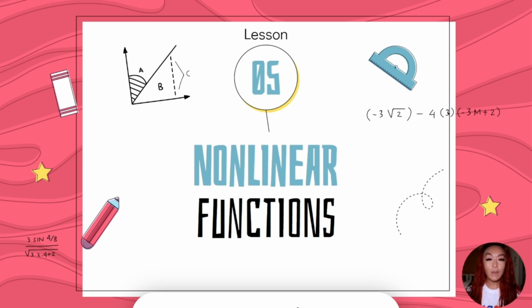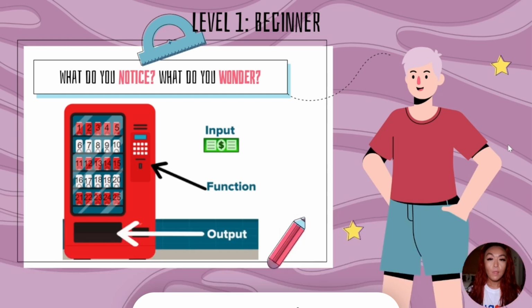Welcome to Lesson 5 of Module 3, Nonlinear Functions. I want to start this lesson by showing you this image and asking you, what do you notice and what do you wonder? Well, you might notice that this is a functional machine, right? It's a vending machine. Us as humans, we love functional machines, right? And just like functions in math, functional machines in real life have inputs and outputs, right?